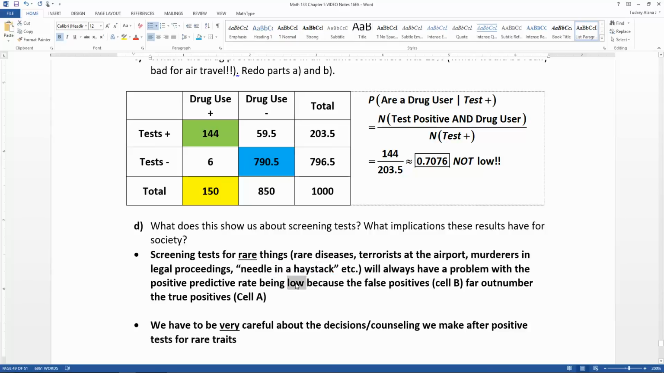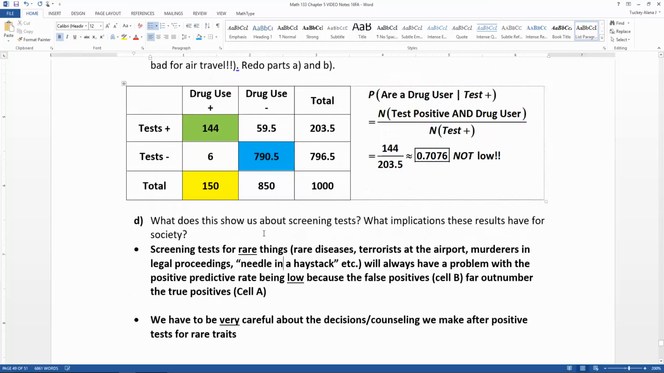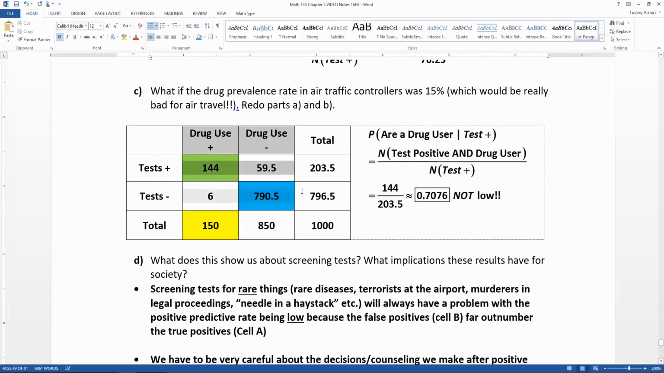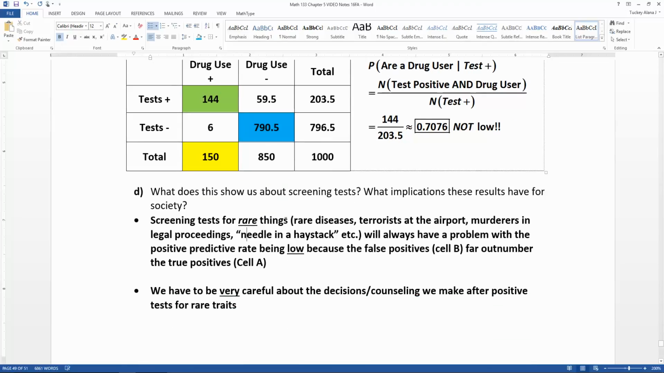being very low, right? Because the false positives, that was cell B, that's this cell over here on the right, outnumber the true positives, that green cell. It didn't happen for something that's not rare, right? That's why I stress the rare thing. Because when it's not rare, like letter C, it was no problem. But when it is rare, like letter B, there's a big problem.